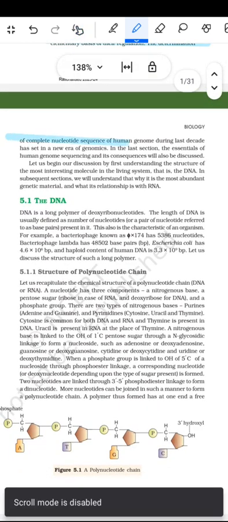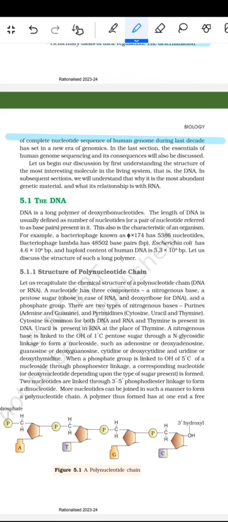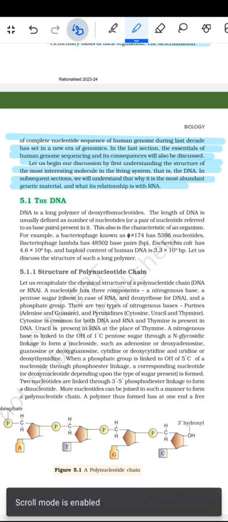The determination of the complete nucleotide sequence of the human genome during the last decade has set a new era of the genomics. In the last section, the essentials of the human genome sequencing and its consequences will also be discussed. Let us begin our discussion by first understanding the structure of the most interesting molecule in the living system, that is the DNA. In the subsequent section, we will understand why it is the most abundant genetic material and what its relationship is with the RNA.